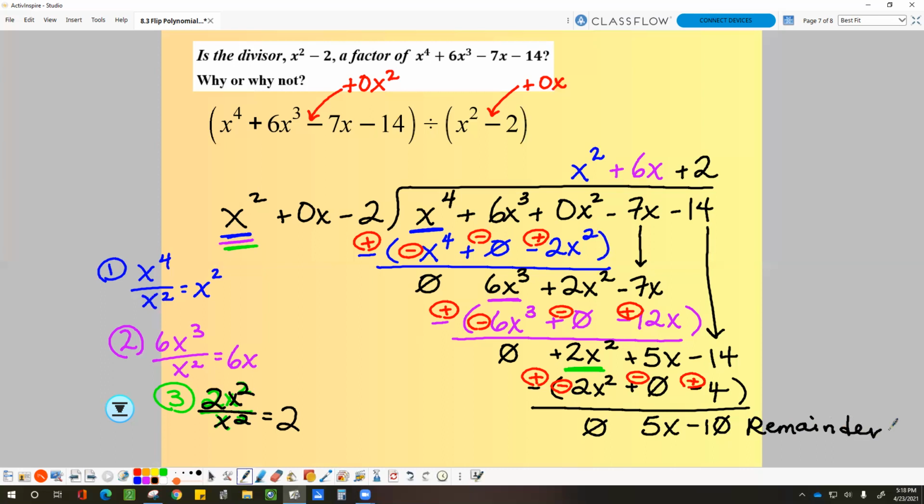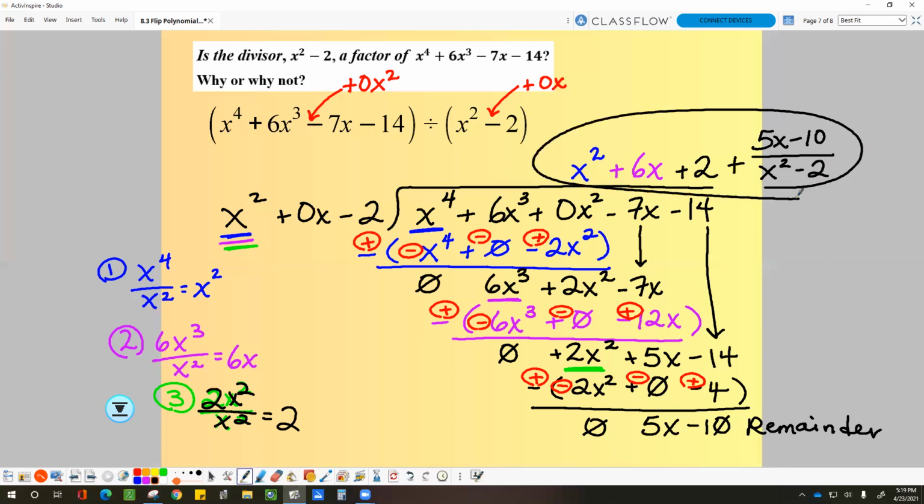We'll write our remainder as a fraction over the divisor. So I'll write plus 5x minus 10 over x squared minus 2. This is my quotient. Because my remainder was anything other than 0, I would say that this divisor is not a factor of this polynomial.